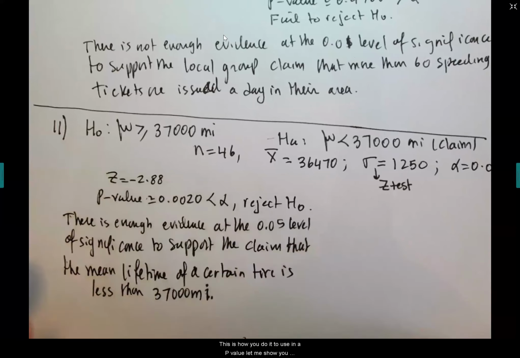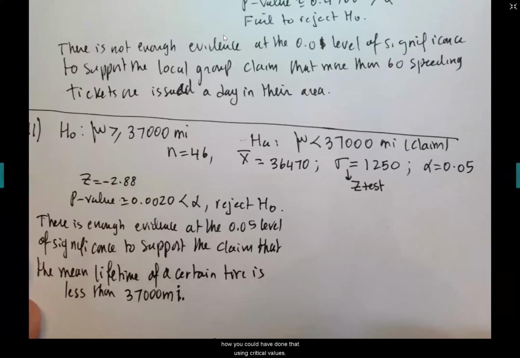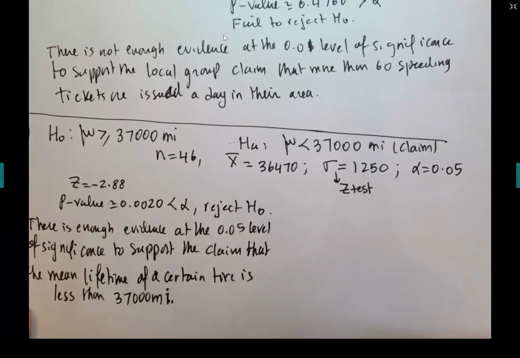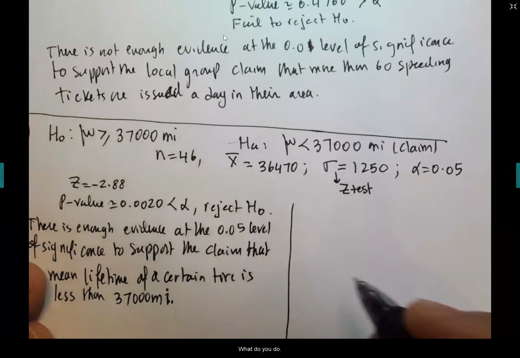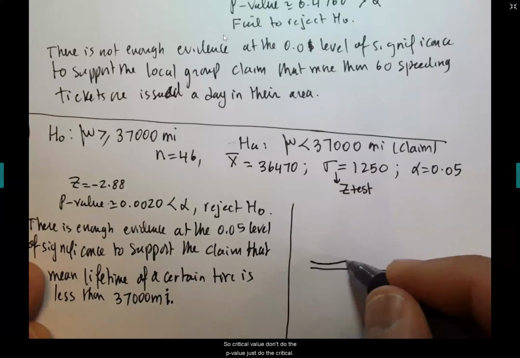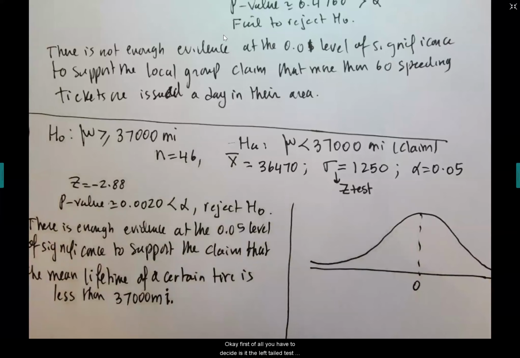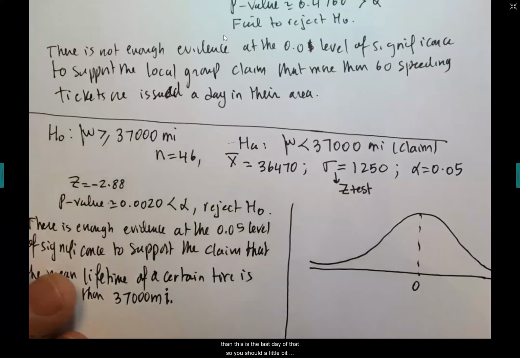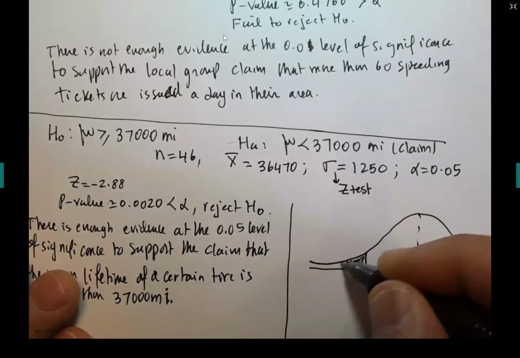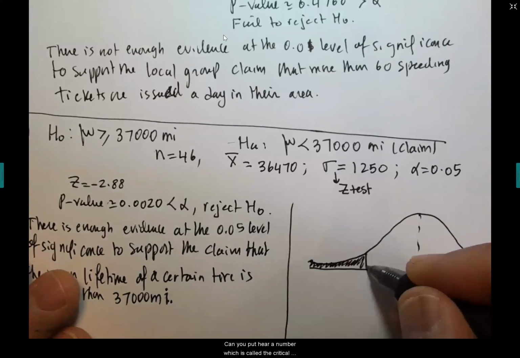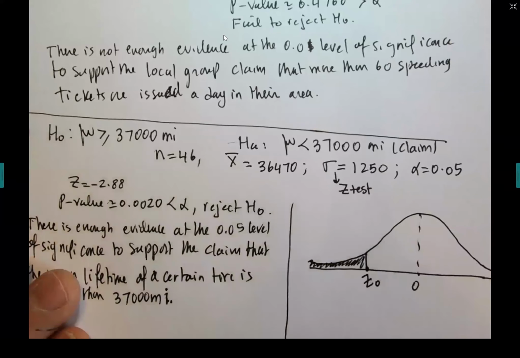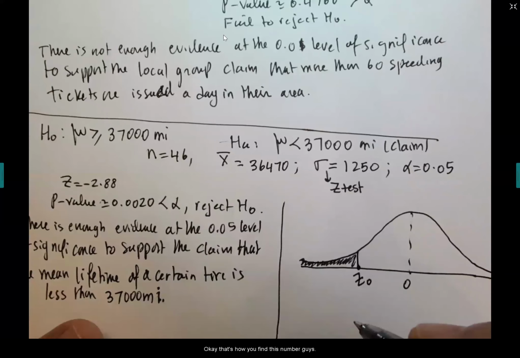This is how you do it using the p-value. Let me show you how you could have done that using critical values, guys. So I'm just going to do it here. This is what you do. You don't do the p-value, you just do the critical value. First of all, you have to decide: is it a left tail test, a right tail test, or a two tail test? You look at the alternative hypothesis. Since it's less than, it is a left tail test. So you shade a little bit of an area toward the left, and you put here a number which is called the critical value Z0, and I'm going to show you how to find this number. Here's how you find this number, guys.